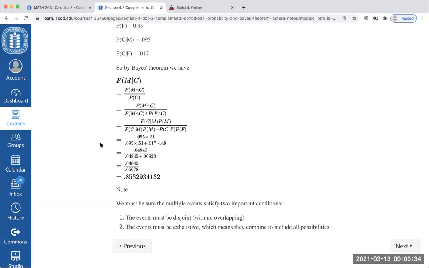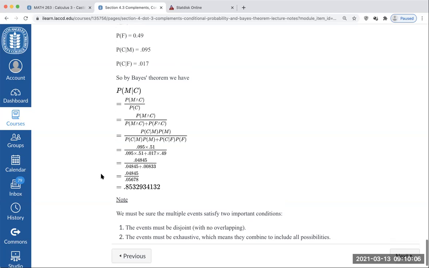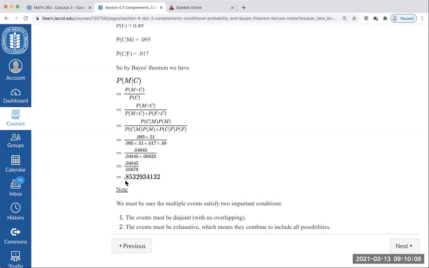0.095 times 0.51 is 0.04845. And then you have the same in the denominator. 0.017 times 0.49 is 0.0083. So the denominator is now 0.0567. So if you divide that, you get 0.8532934132. So it changes from 51% to 85%.